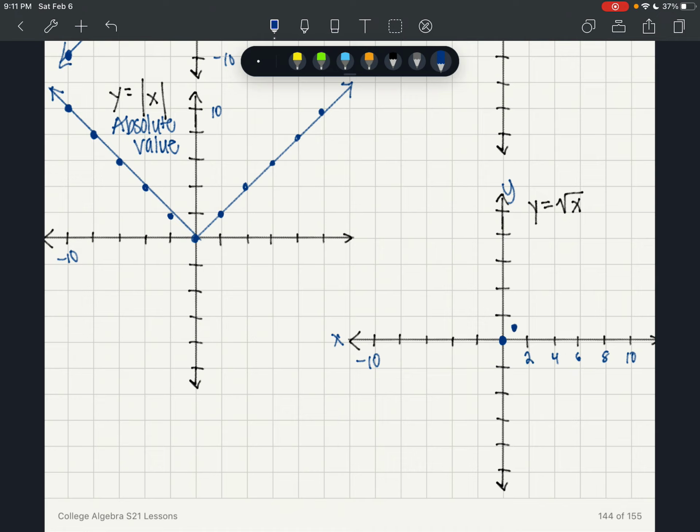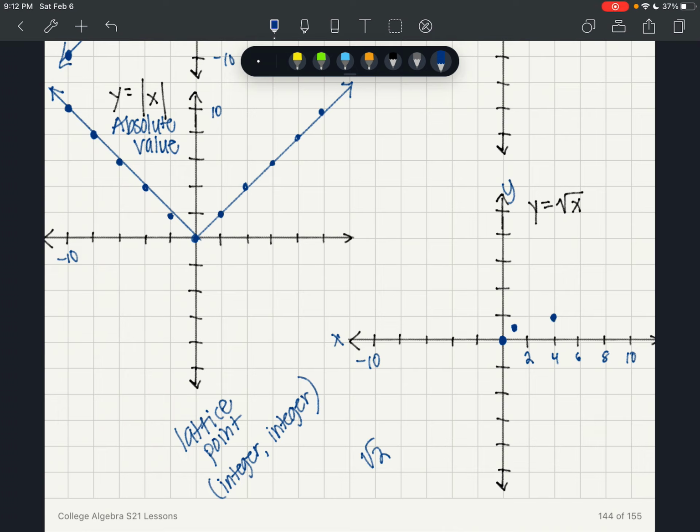The next input that we can put in and get a lattice point out, I'm going to talk about lattice points. A lattice point is when you have an ordered pair with integer coordinates. Those are lattice points. If I put 2 in, the square root of 2 is not an integer. The square root of 2 is about 1.3-ish. The next value that I can put in would be a 4 to get a lattice point out. If I put a 4 in, the square root of 4 is 2.